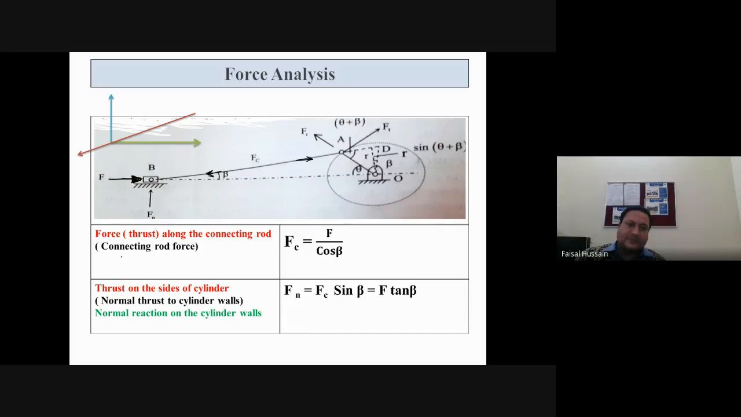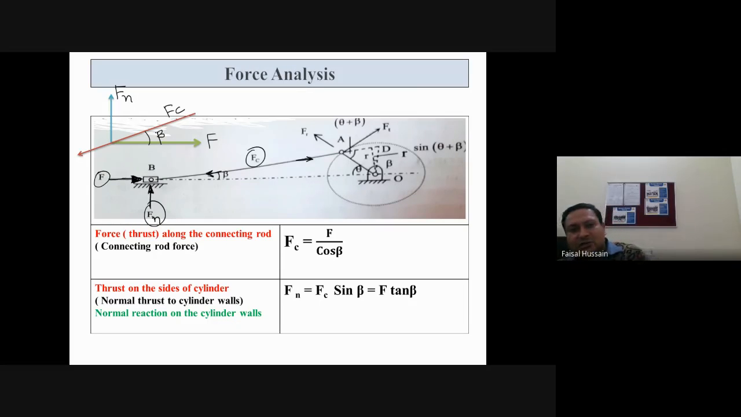Similarly, the normal thrust to the cylinder walls, or thrusts on the side of the cylinder, or normal reaction on the cylinder walls, be Fn. So this is your Fn. This is the normal force, and this is your connecting rod force, a thrust along the connecting rod. So see this. If I draw the free body diagram by considering F, Fn, and Fc, it will be like this. Along the horizontal, this is your F. Along this connecting rod, this will be your Fc, and this will be your Fn, in such a way that this angle will be what?